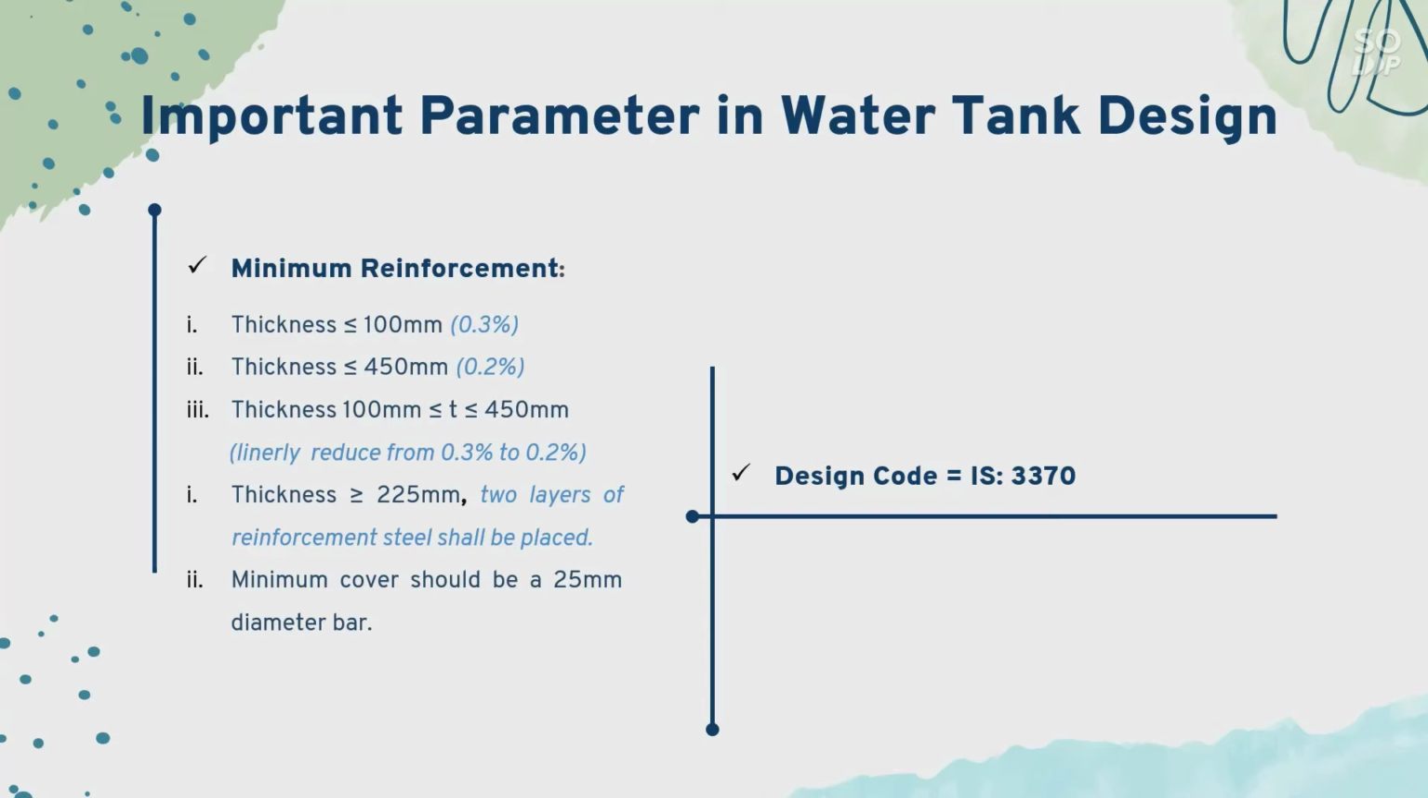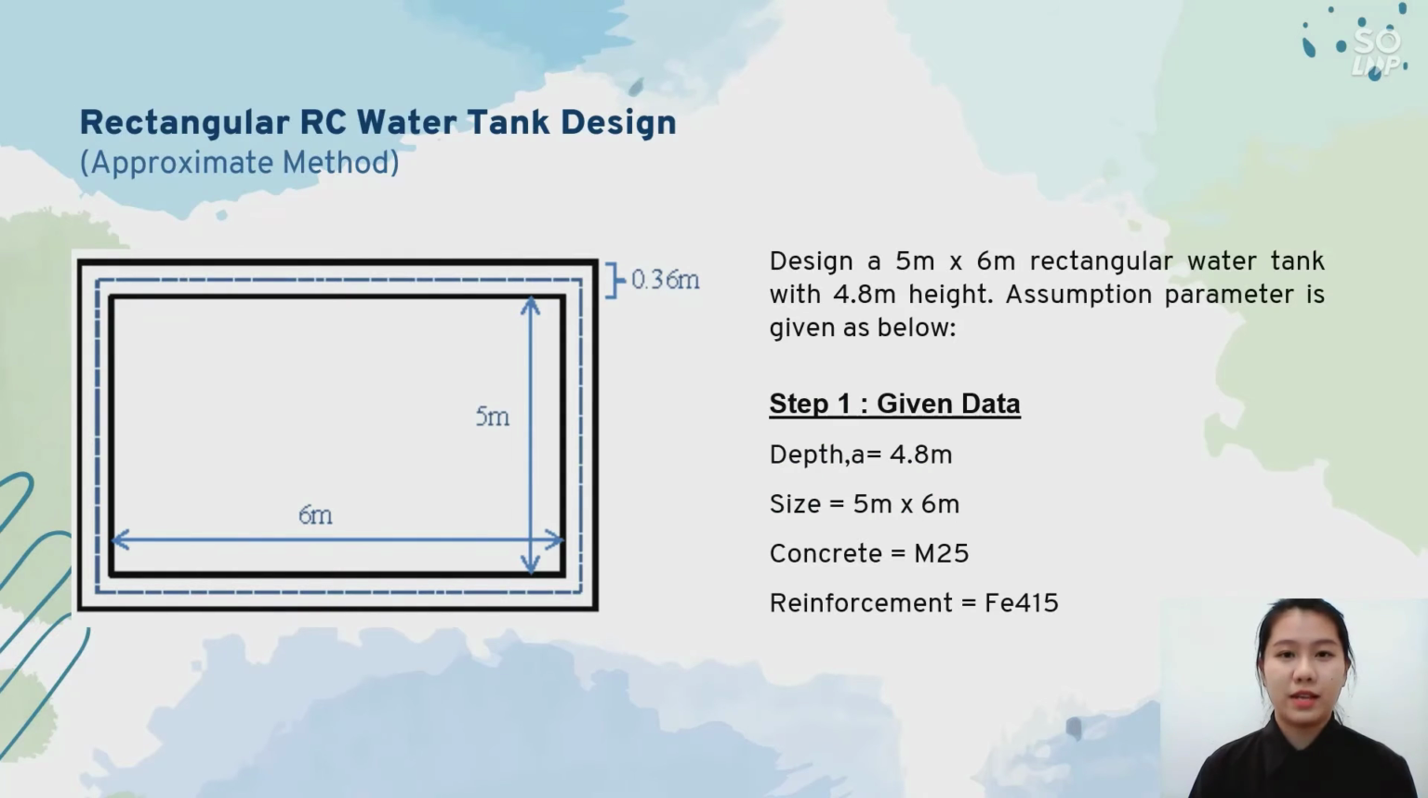The minimum cover shall be a 25 mm diameter bar, and the design code used for water tank design is IS 3370. A rectangular RC water tank designed by using the approximate method commonly has 6 steps in calculation. Design a 5 meter width times 6 meter length rectangular water tank with 4.8 meter height.